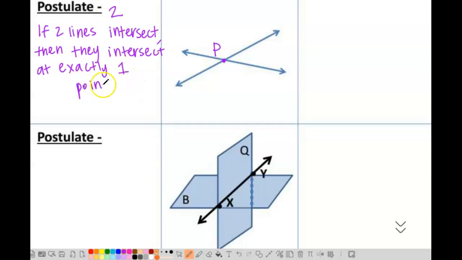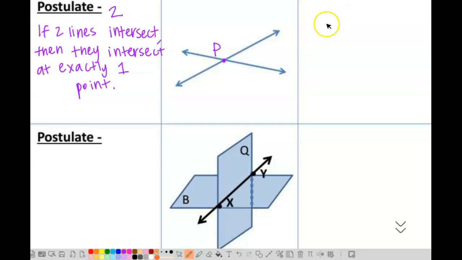The reason we have to write everything so formally is because it's a postulate. So that's the only reason why we have to write it. I'm trying to abbreviate as much as I can. If two lines intersect, then they intersect at exactly one point.